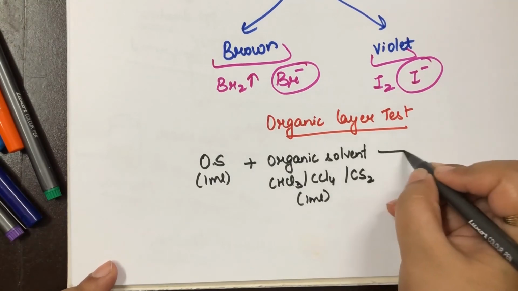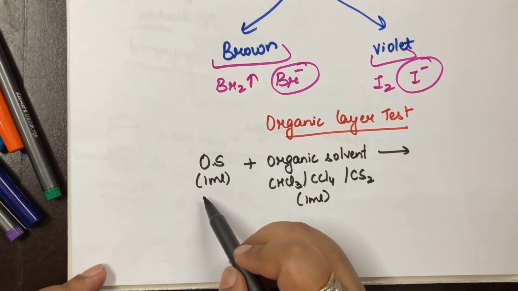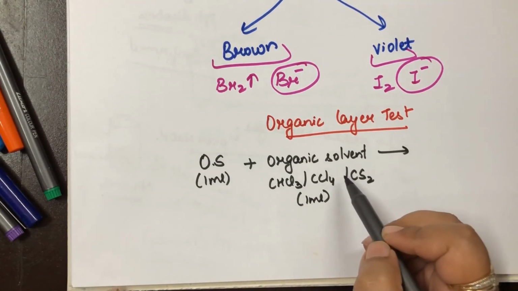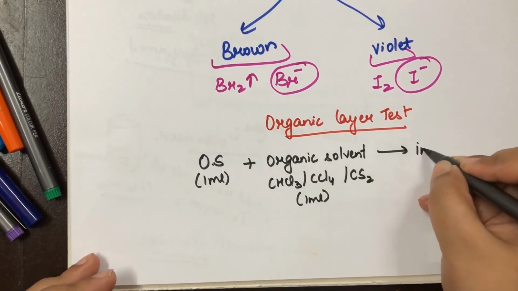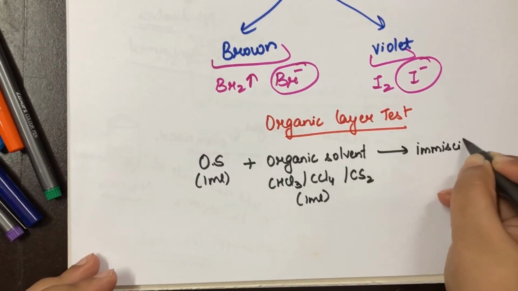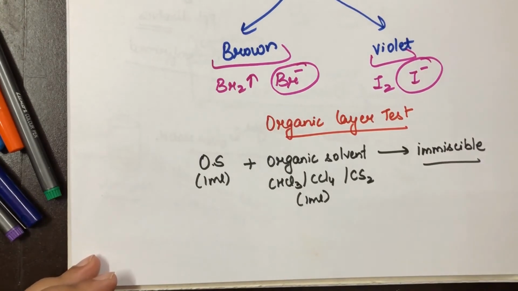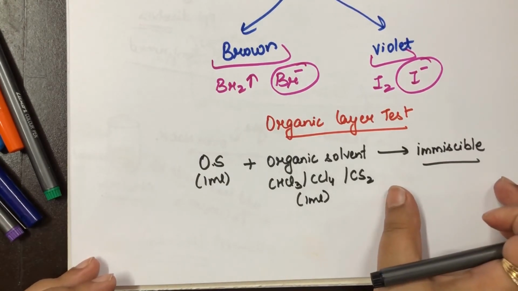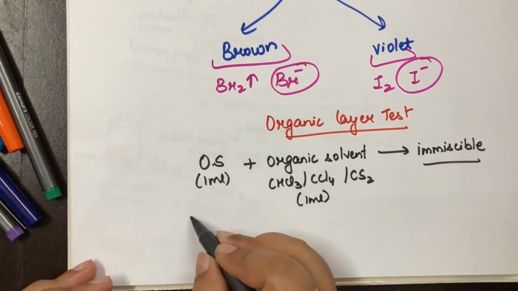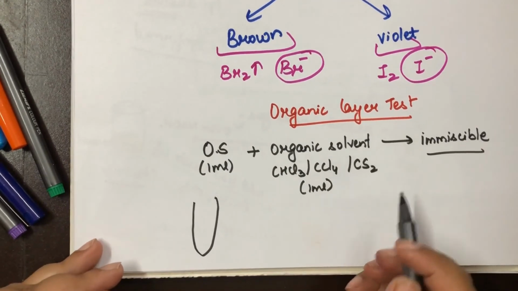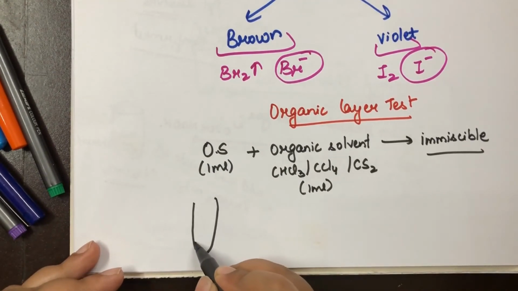And you know, since this is your solution in water and this is your organic solvent, this is going to be immiscible. Since one is polar and the other is non-polar, the solution will be immiscible with each other, right? So what will happen is, you will have this test tube and you will have a layer.